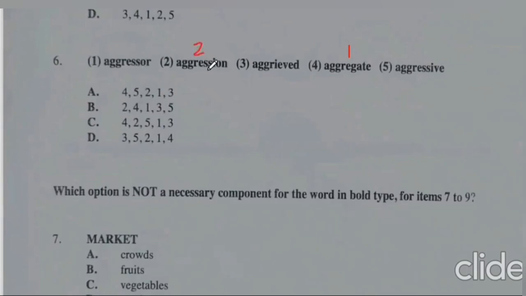Then we have aggressive. Then we have aggressor, and then we have aggrieved. So our response will be aggregate, which is 4, 2, 5, 1, 3.